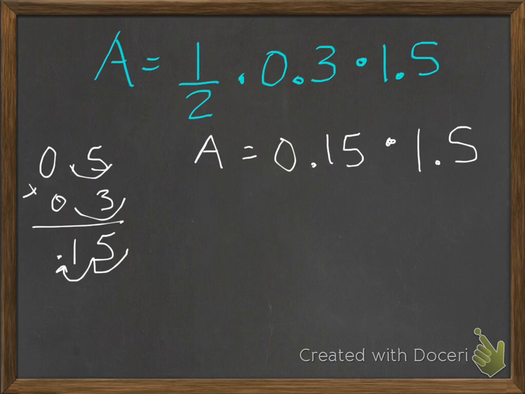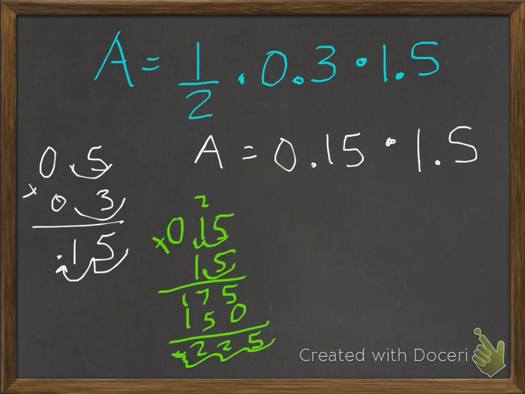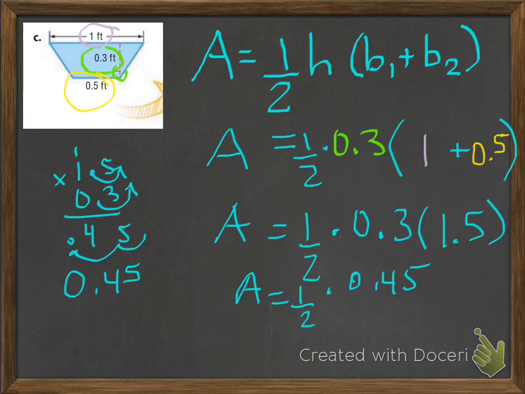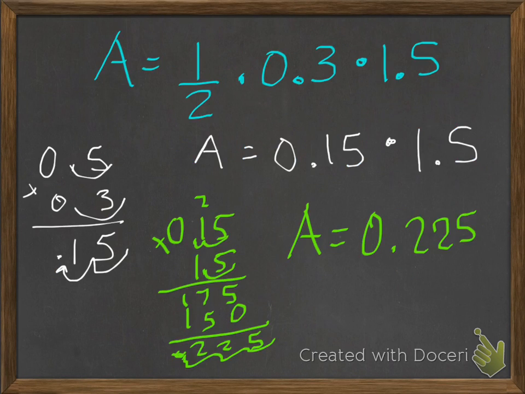So let's do that off to the side. And as you can see here, when we do the multiplication, we get the same answer that we got on the previous screen, which is A equals 0.225, and that was in square feet. Feet squared. So remember, you could also have written square feet, which is fine.